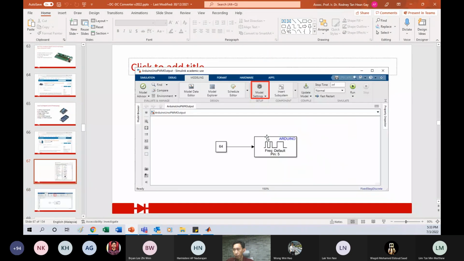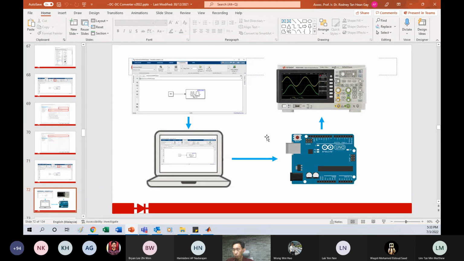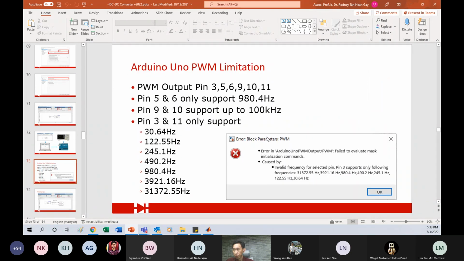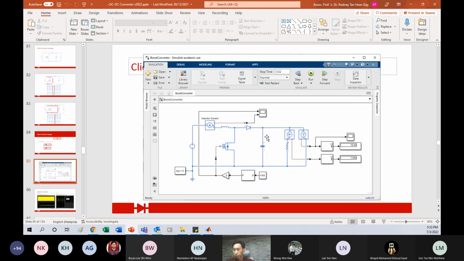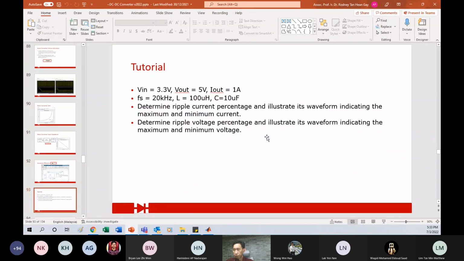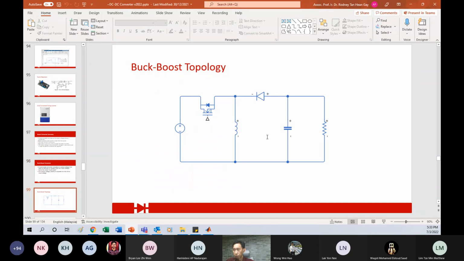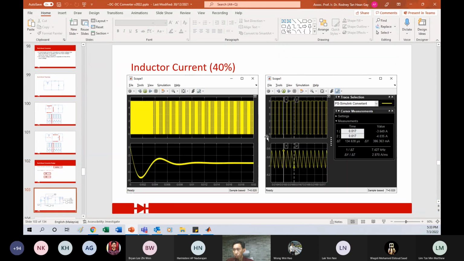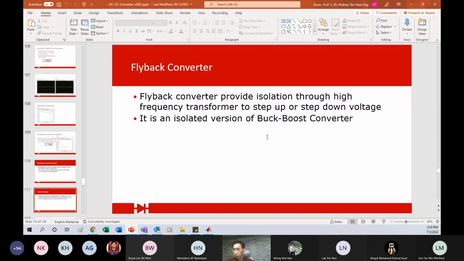Up to this point, any questions? We basically already covered the three most fundamental and basic DC-DC converters. Any questions? No, sir. Okay, so now we will move on to the flyback converter. After the buck boost, we go to flyback.